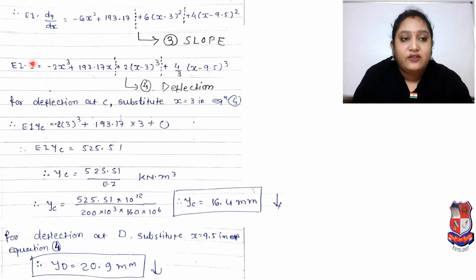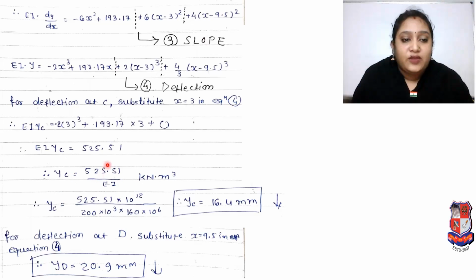So here we need deflection at C. So we will consider YC. EI YC is equal to minus 2. In place of x, we have to put the value of 3. So minus 2 in bracket 3 raised to 3 plus 193.17 into x is 3 plus 0. So EI YC will be 5 to 5.51. Then in that term, EI will go in the divide. Okay, so YC is equal to 5 to 5.51 divided by EI.